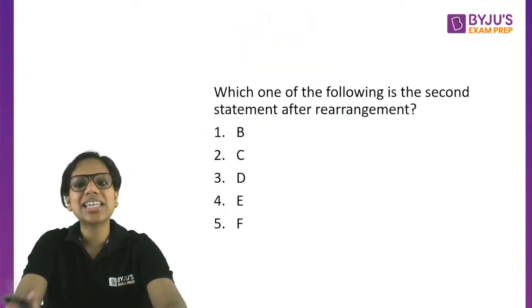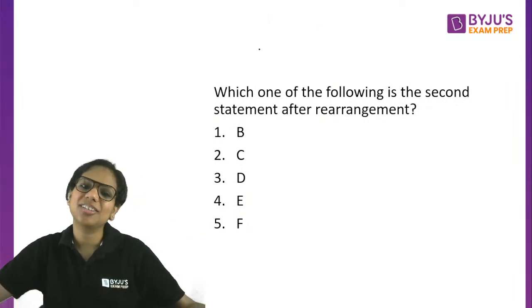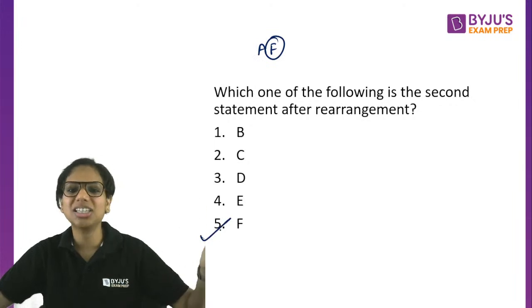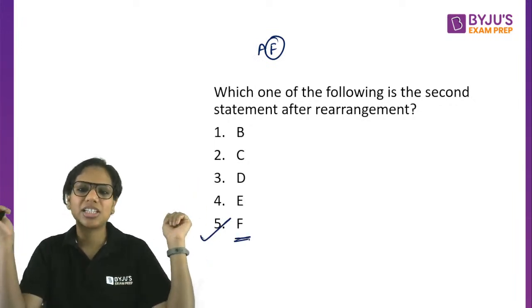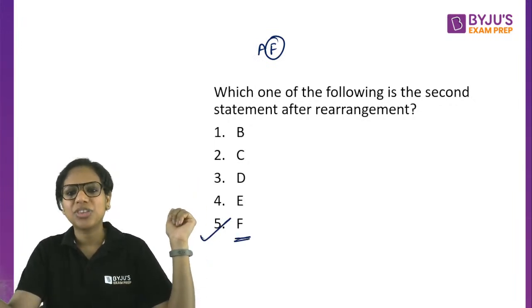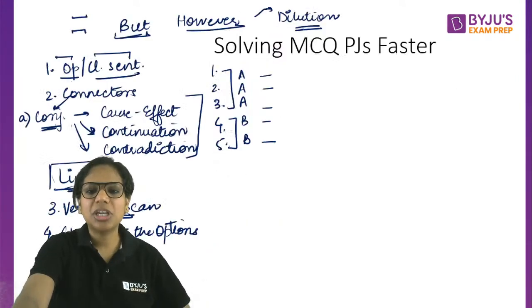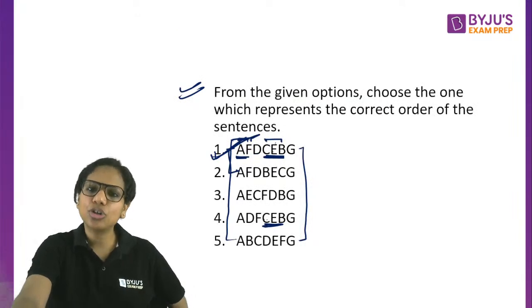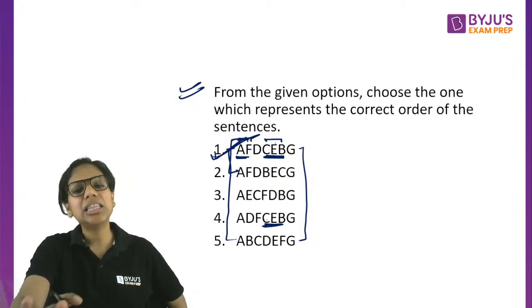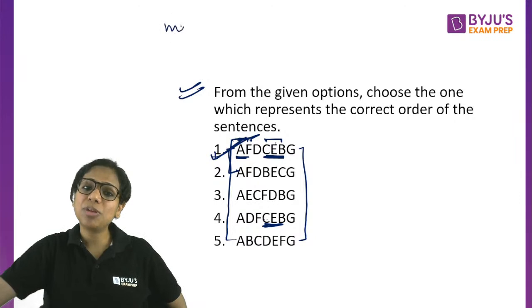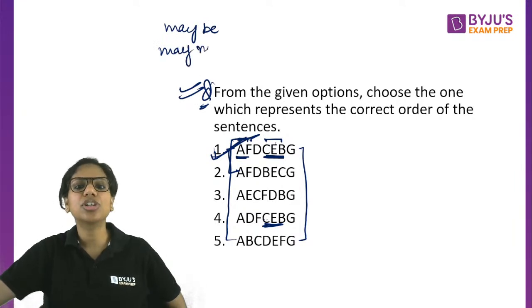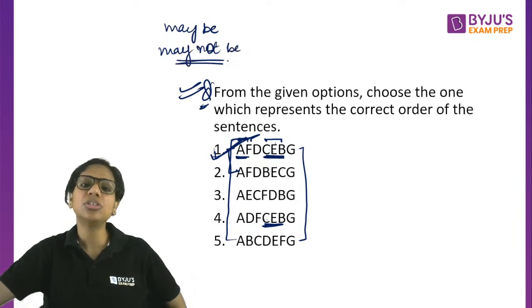Which one of the following is the second statement after rearrangement? Again, we know this. We knew this right in the beginning that AF is a pair. So F is the second statement after rearrangement. Right. So once you make the sequence, it becomes very easy for you. Today, on purpose, I did not show you the options, but yes, in the exam, the options may be present, the options may not be present. Okay, so this question may not be present at all. That's why I wanted you to have a flavor of that kind of a question also.